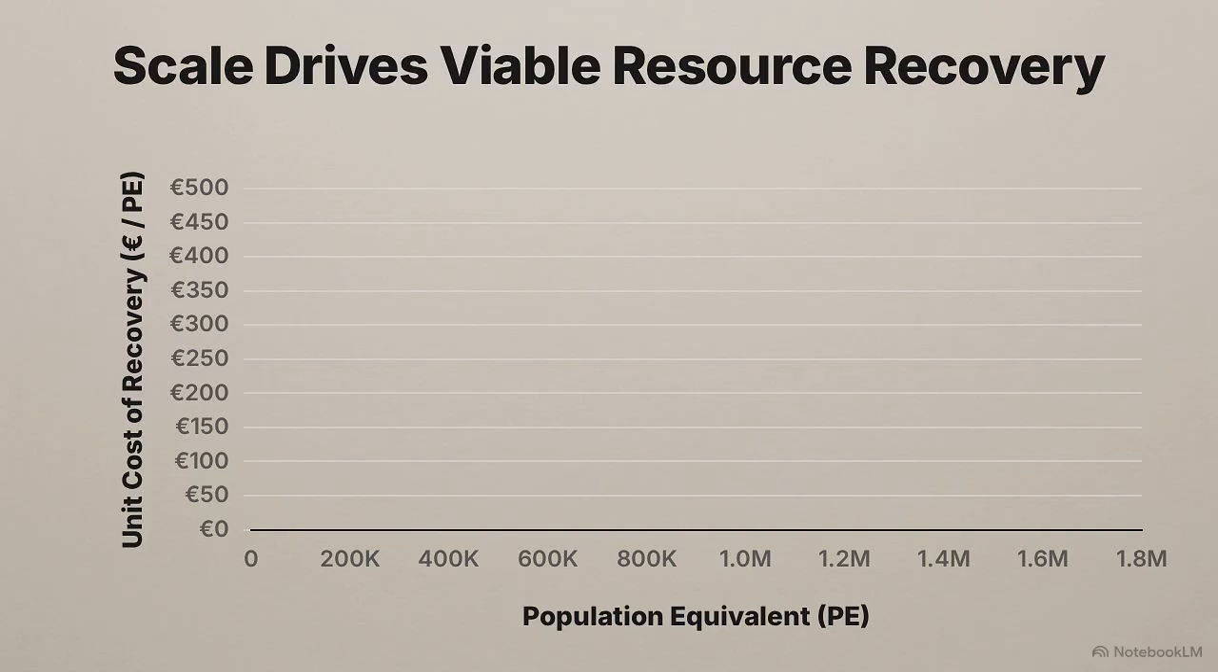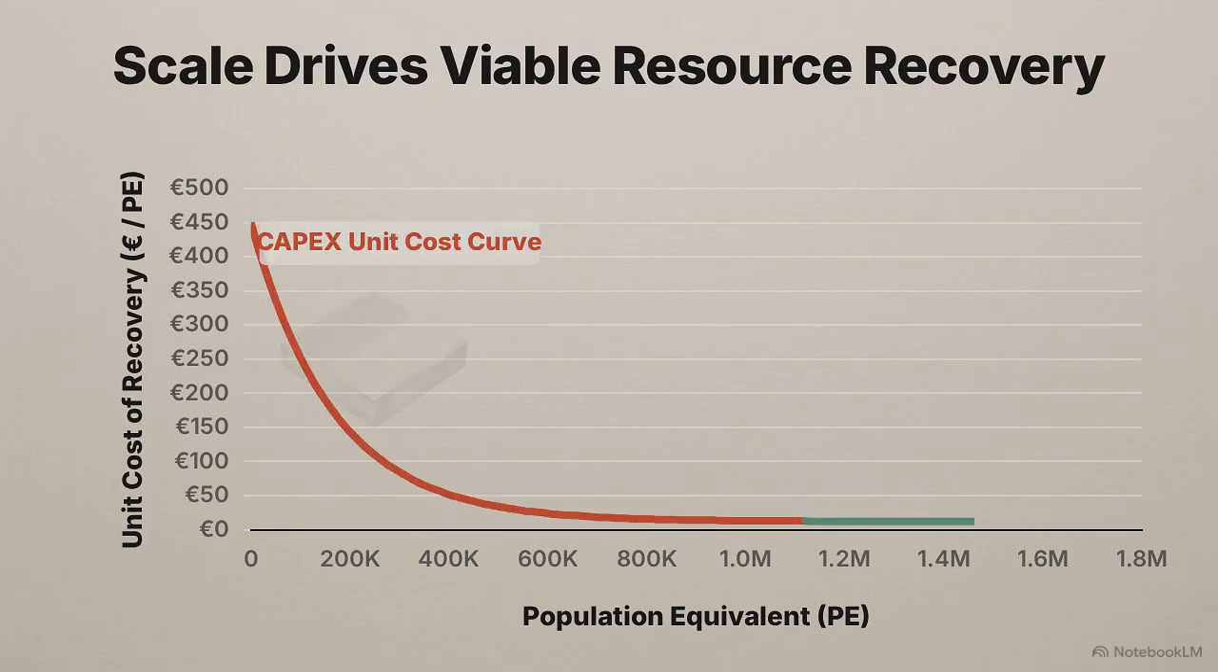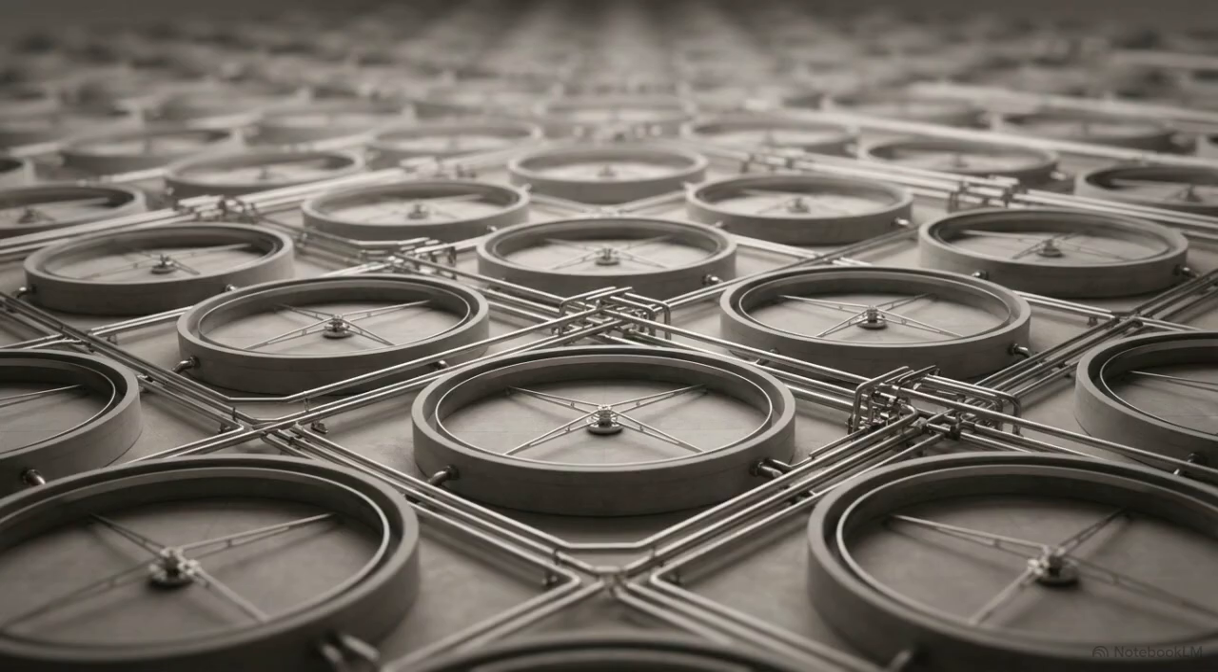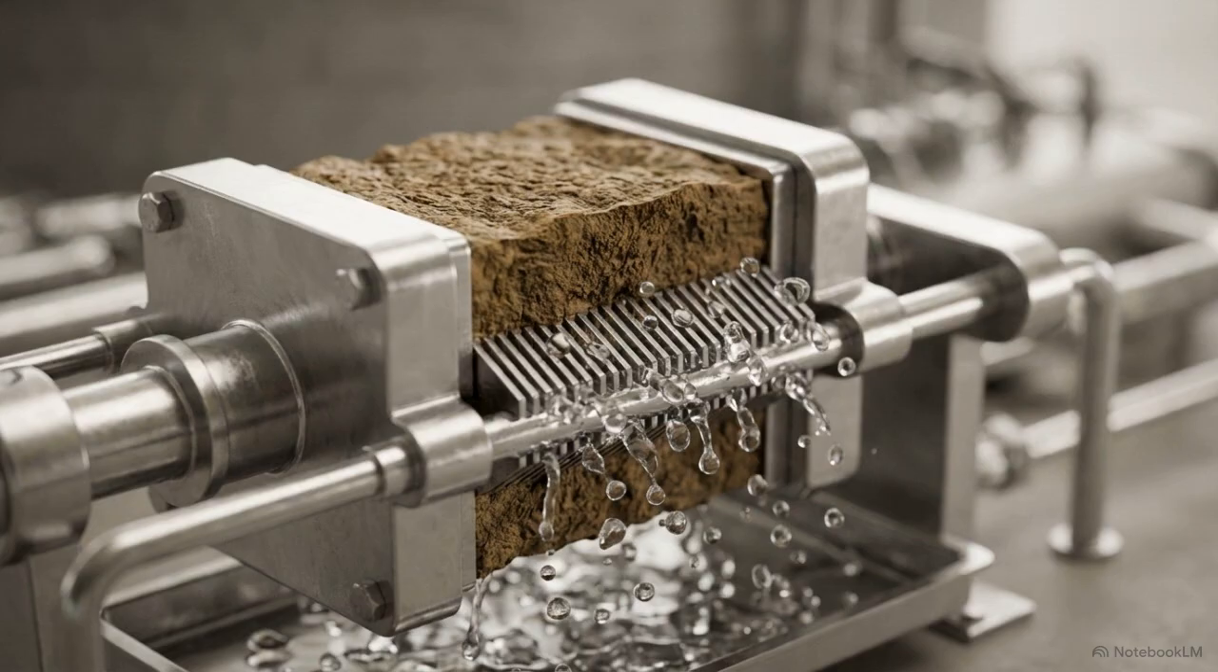Their immense capital expenditure is aggressively amortized across millions of daily users, driving the unit cost of recovery down to a viable margin. The circular resource model is technically flawless, but only when a facility operates at a scale massive enough to absorb the severe upfront mechanical penalties of water extraction.